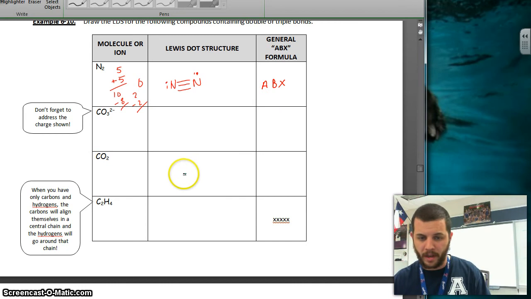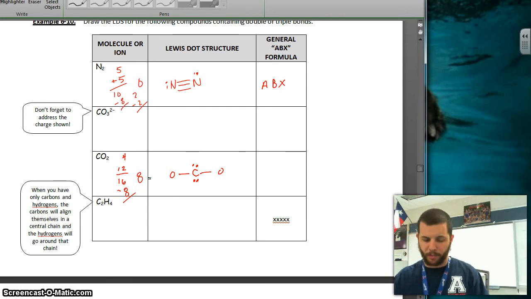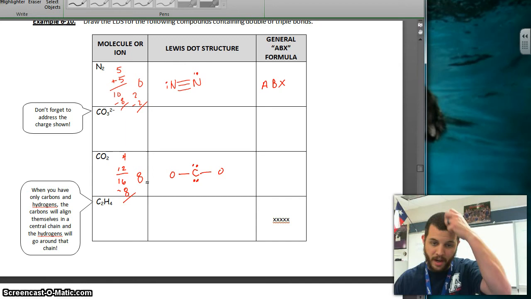Okay, let's look at carbon dioxide. So my central atom's carbon. I've got two peripherals of oxygen. Carbon brings 4. Each oxygen brings 6, so 6 times 2 is 12. So I've got 16 total electrons to play with. So I'm going to satisfy my central. 1, 2, 3, 4, 5, 6, 7, 8. He's happy.